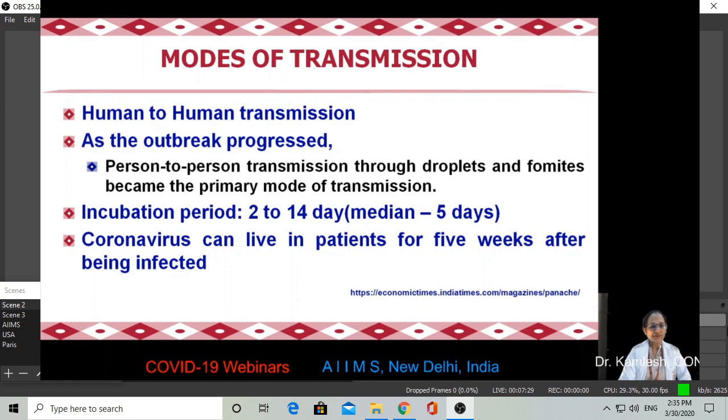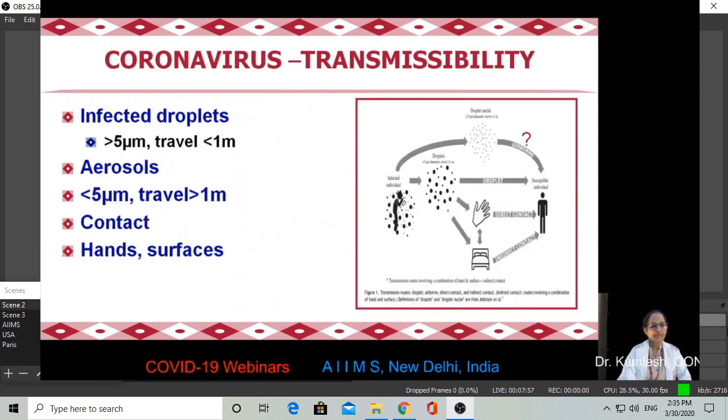As the outbreak progressed, person-to-person transmission through droplets and fomites became the primary mode of transmission. The incubation period is presumed to be ranging from 2 to 14 days after the exposure, with the median period being 5 days after the exposure. Coronavirus can live in the patients for 5 weeks after being infected. The highest number that has been recorded so far is 37 days.